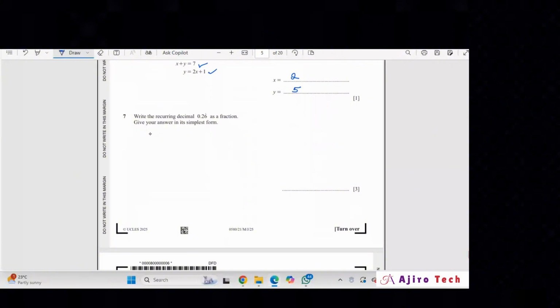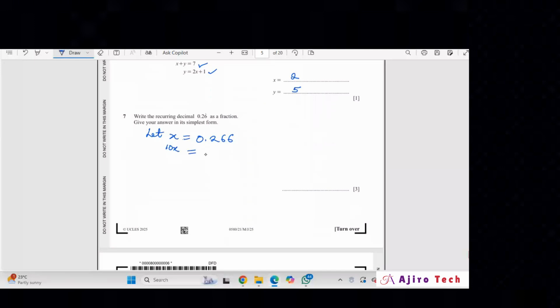Simple way. You can say, okay, let x equal to 0.266. Why did I put another 6? Because if they say the recurring number, that 6 there has a dot on top. It simply means it's a recurring number. So I'm going to just leave it this way. So next step, multiply by 10.